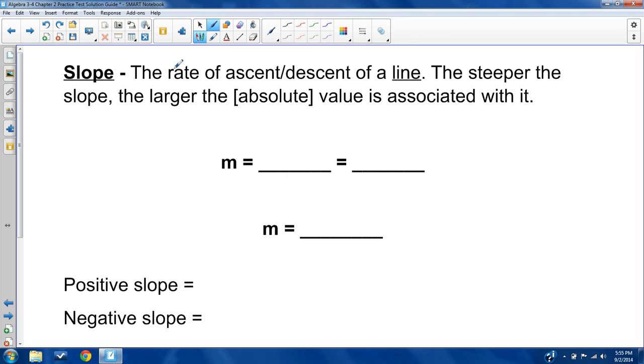Slope, okay, the definition I'm writing here is the rate of ascent or descent of a line. For slope, we refer to lines, not curves. The steeper the slope, the larger the absolute values associated with it.